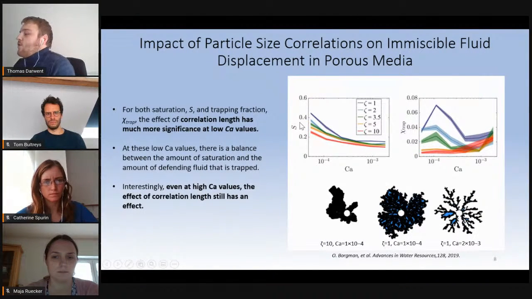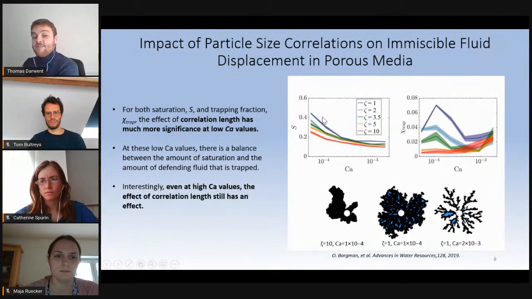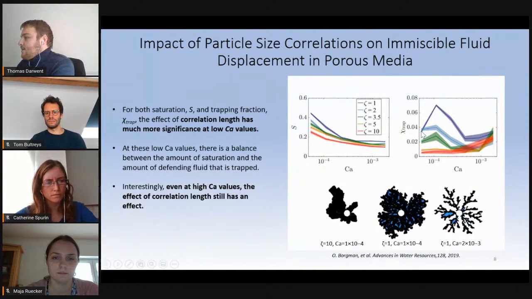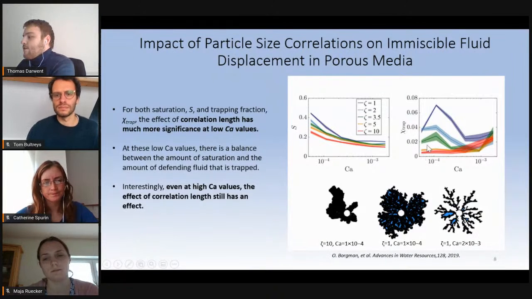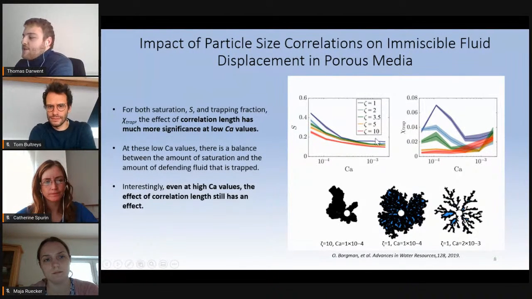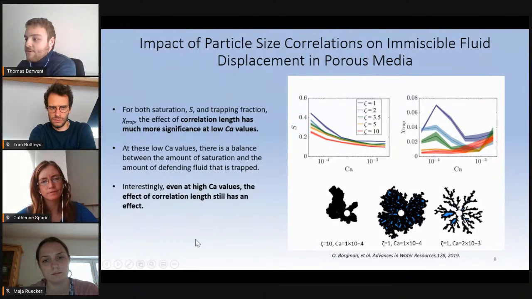What was interesting then is when we looked at the saturation, or the amount of invaded area, and the trapped fraction, so how much defending fluid was left behind compared to the invaded area. The correlation length seems to have a significant effect at the low capillary regime, as you can see here. At low correlation length, you get a lot more saturation. As you increase that correlation length, the amount of saturation decreases. But there's also a balance in that at the low correlation length, you invade more area, but you also leave more trapped fluid behind. And then this is reduced again for higher correlation length. But what was actually surprising with this project is that even in the high capillary regime, where viscous fingers dominate the kind of invasion pattern you see, correlation length still has an effect at this point, even though it's less significant. If you want to know more about this project, there is a paper currently published on this.